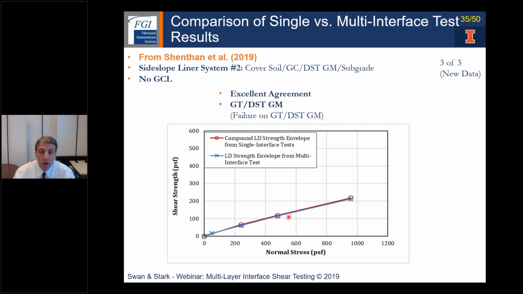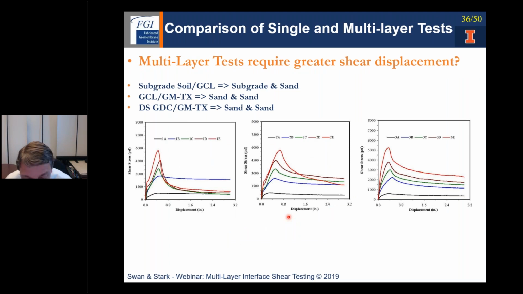Tests. Okay, so that brings me to one of the common concerns about single versus multi-interface tests. And that is that there are different shear displacements mobilized in the single interface test versus the multi-interface test. And so it's been stated in various meetings that a multi-layer test requires more shear displacement to mobilize the peak strength, which may not be true in the field, or may be true in the field. It's just there's a difference.